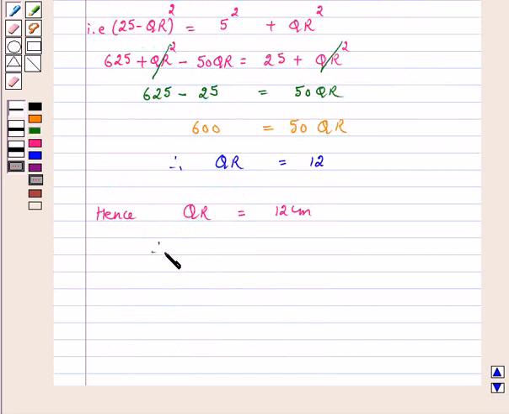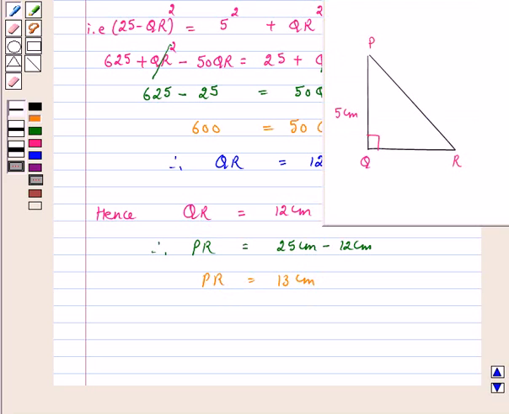Therefore, PR is equal to 25 cm minus 12 cm, because PR was 25 cm minus QR and QR is our 12 cm. Therefore, PR is equal to 13 cm. Hence, we have QR is equal to 12 cm, PR is equal to 13 cm. This is 13 cm and this QR is our 12 centimeter.